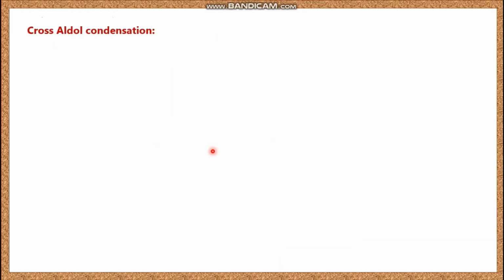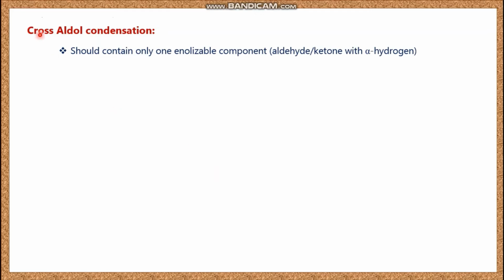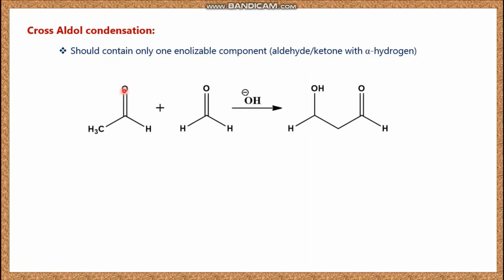The mechanism is very simple. Now we can check what is meant by crossed aldol condensation. For crossed aldol condensation, there are some conditions. The first condition is that it should contain only one enolizable component. That means for crossed aldol condensation, one aldehyde or ketone should contain alpha hydrogen.